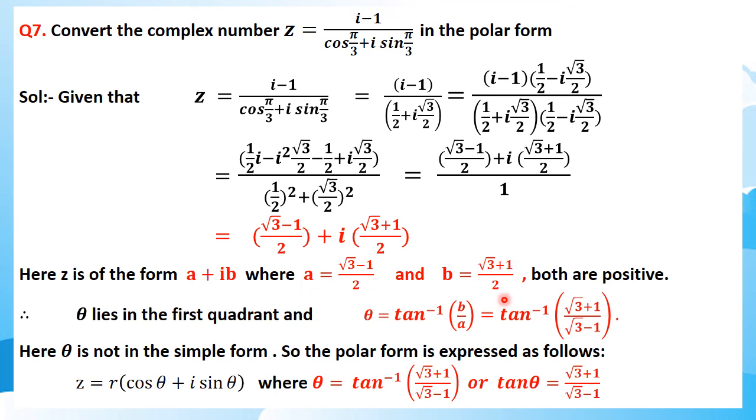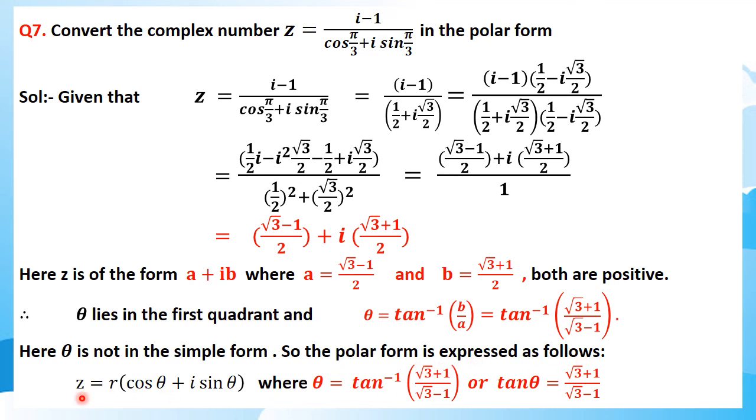Both are positive, so the angle lies in the first quadrant. Therefore, theta can be calculated by tan inverse b upon a, that is tan inverse root 3 plus 1 upon root 3 minus 1. The 2 will get cancelled when you divide these two. So theta is not in a standard form here. So the polar form is expressed by this method.